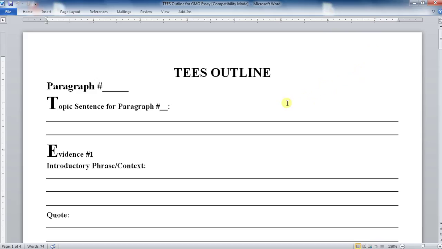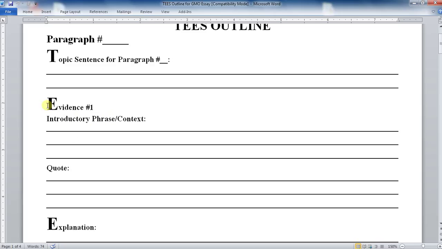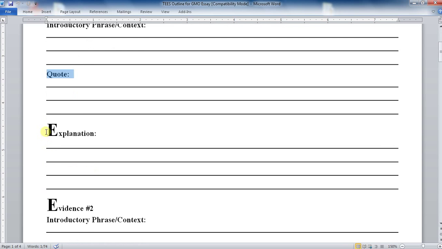So the first thing that I want to let you know is that a TEES outline is an acronym. TEES stands for topic sentence, which is the first part. The first E is E for evidence, and that has two parts, the intro phrase and the context, as well as the quote itself. Then the next piece of that is the E for explanation.